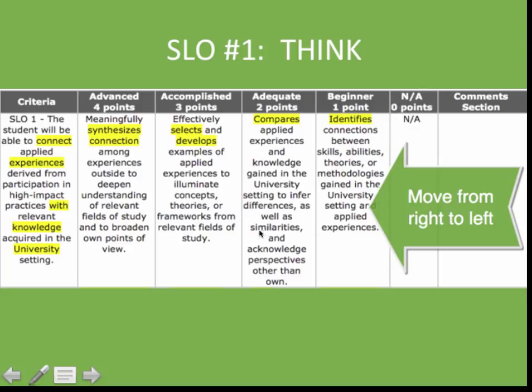And then as we make each one, we can keep moving left. So for SLO 1, we said the beginner needs to at least identify connections. And remember that SLO 1 is all about thinking, so it's what the student's thinking, and it may be meta thinking, but it's just thinking, it's not action. And so if the student identifies, that's 1 point.